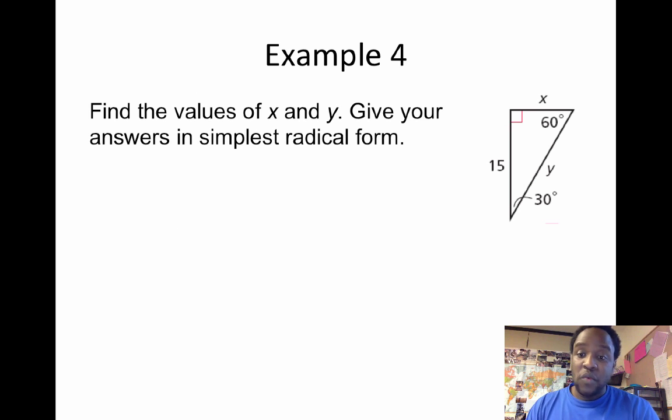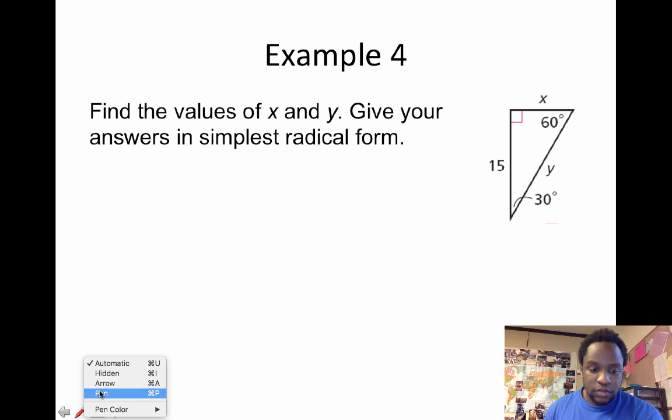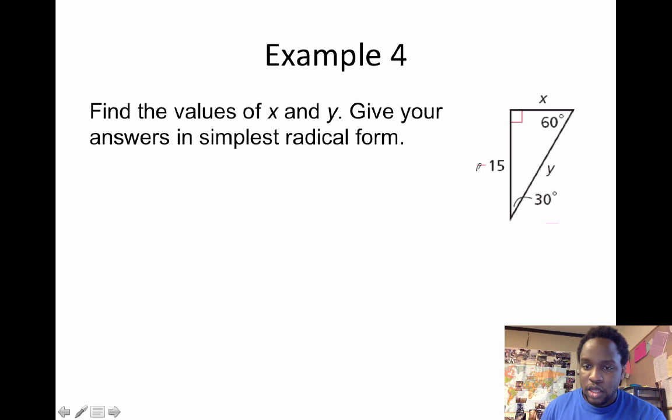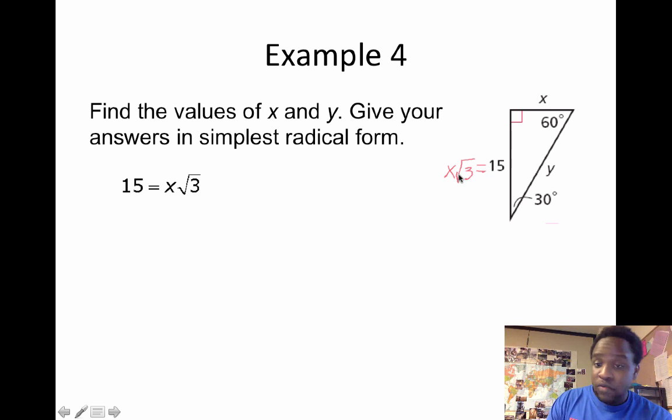Now let's do this one, where 15 is the length of the longest leg. We know that it's the longest leg because it's across from the 60-degree angle. So that means 15 is going to be equal to x radical 3, since x is the length of the short leg. So we can then divide radical 3 on both sides of the equation.